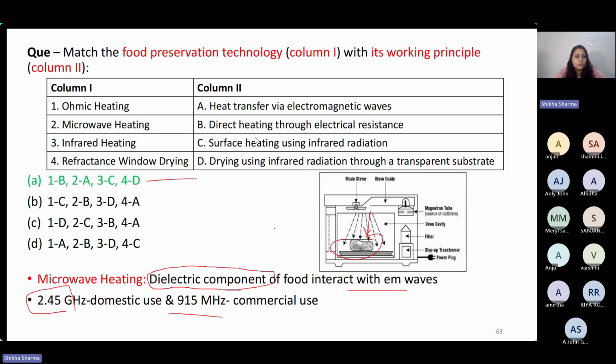So one, which is ohmic heating, is related to direct heating through electrical resistance. Microwave heating is related to heat transfer via electromagnetic waves, and infrared heating is basically surface heating using infrared radiation, and refractive window drying is the drying using infrared radiation through a transparent substrate.